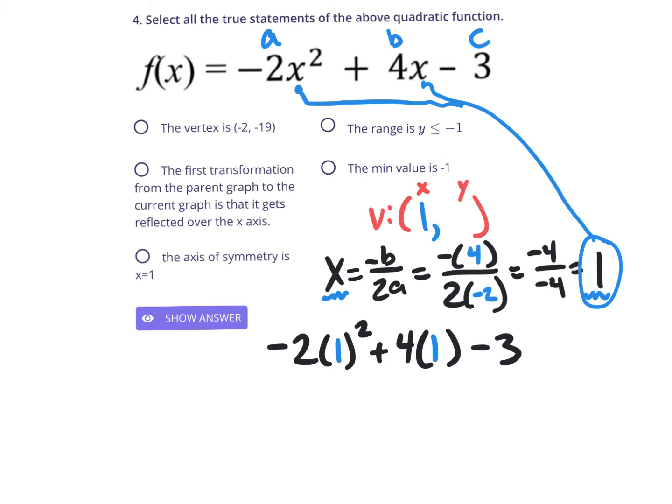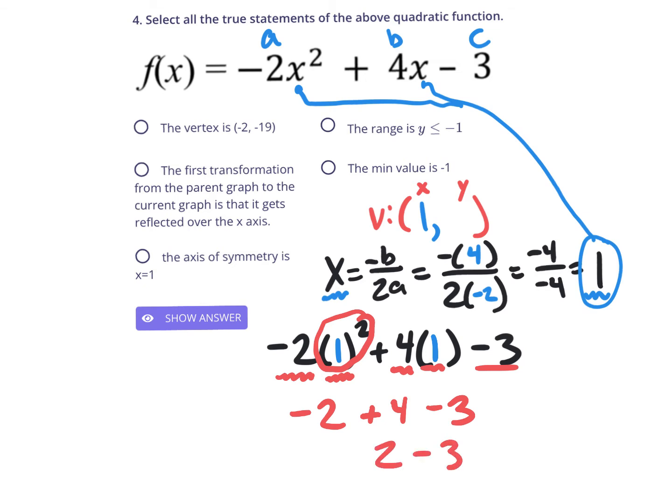I'm going to do some math in my head. What is 1 squared? You always start with parentheses, but there's nothing to do in parentheses. You move on to exponents. What is 1 squared? It's just 1. So this is just the number 1 times negative 2. Negative 2 times 1 is negative 2. What is 4 times 1? That's just 4. And bring down the minus 3. And there you go. What is negative 2 plus 4? That's 2. 2 minus 3, that is negative 1. So this is our y value.